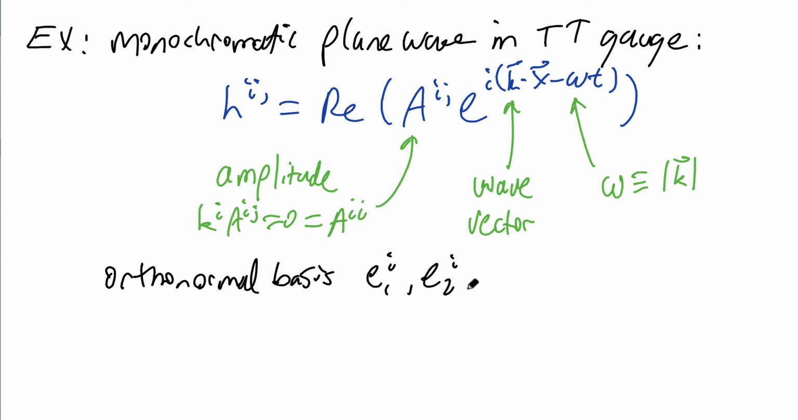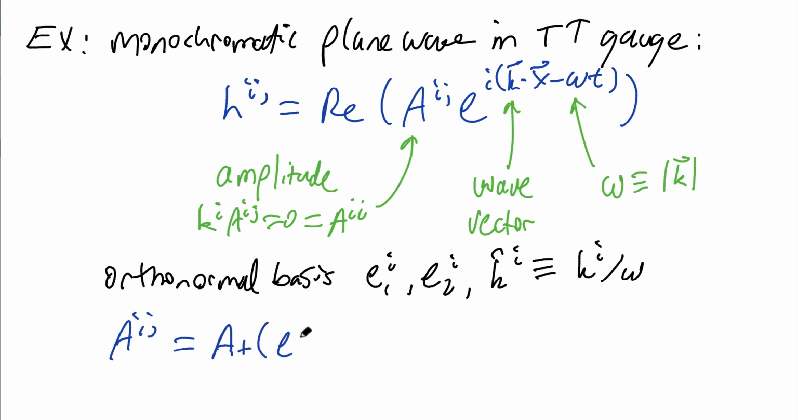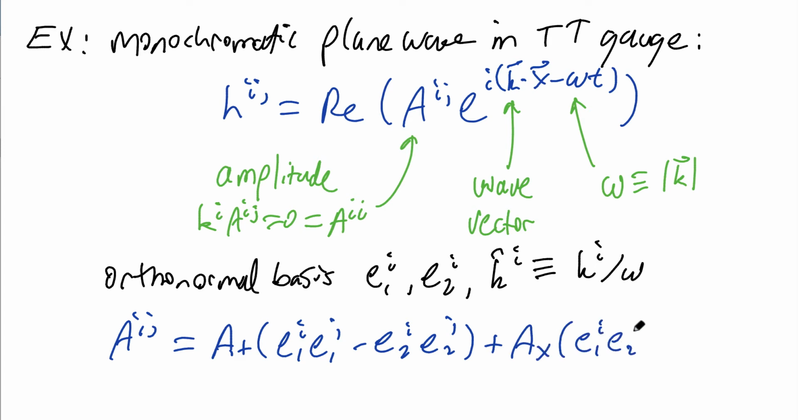E1i, E2i, and k hat i, so k hat is the unit vector in the direction of the wave vector k, defined by ki over omega. With this notation, the amplitude can be written as A plus times E1i E1j minus E2i E2j, plus A cross times E1i E2j plus E2i E1j. These two independent components of the amplitude define the plus and cross polarizations for the gravitational wave.